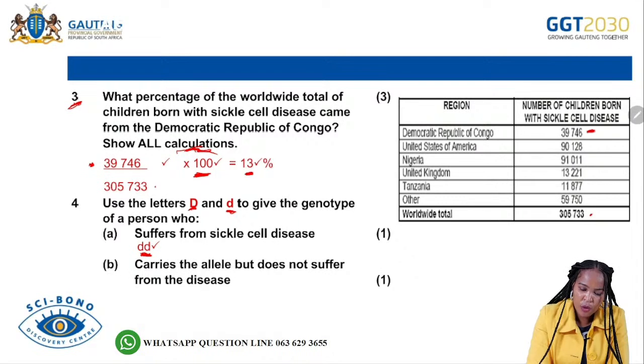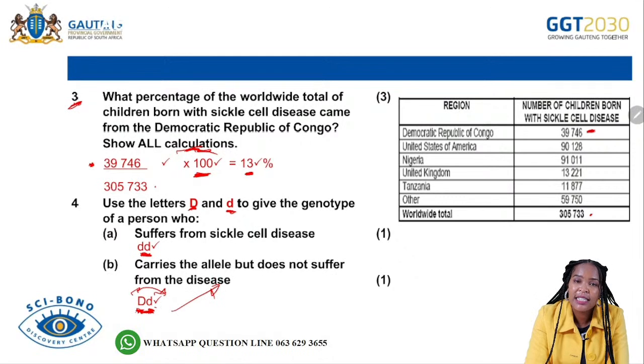Now, the person who carries the allele but does not suffer from the disease. Now remember your heterozygote state. When a big letter D is with a small letter d, the big letter D masks the small letter d. Then our person will have an allele for sickle cell, but it will be masked by the dominant one. Therefore, the person will carry the allele, but they will not be affected or suffer. So hence, their alleles are big letter D and small letter d.